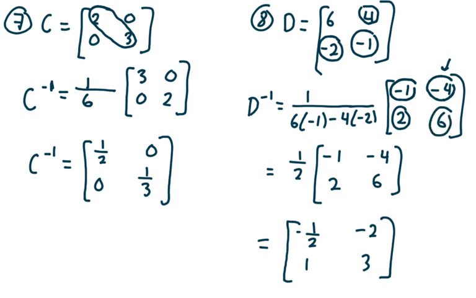So when we go to simplify this, we get 1/2 times the matrix negative 1, negative 4, 2, 6. And then we go a little further. This is the matrix negative 1/2, negative 2, 1, 3. And that's how we do number 8.